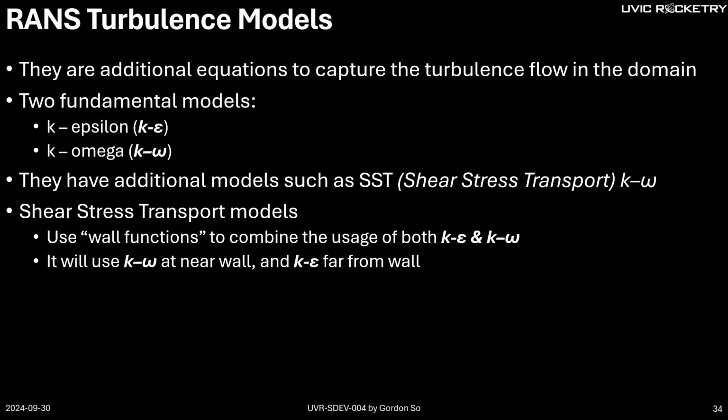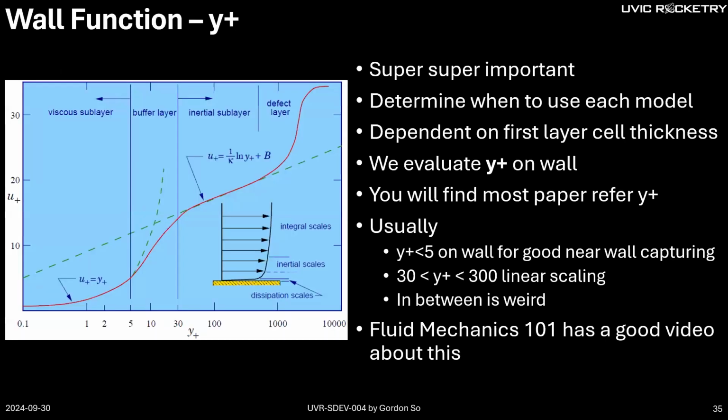To know if you're setting it right, we look at something called a wall function. Y plus is just one wall function. There's another wall function called y star. There are so many different wall functions, so just make sure you know which one you're using. However, y plus is the most used. It's really important because it allows you to fit your boundary layer flow into a certain model.